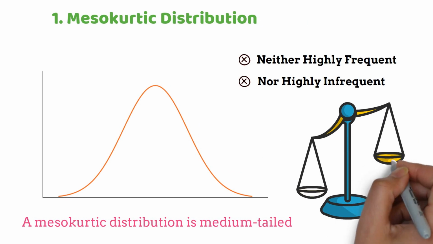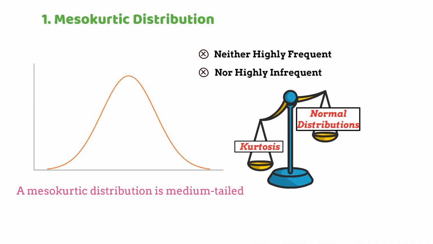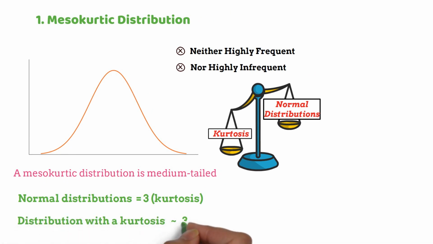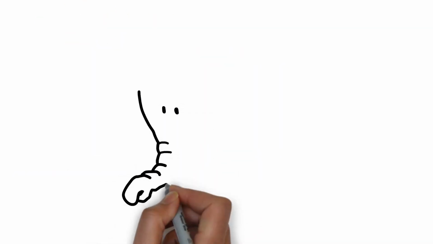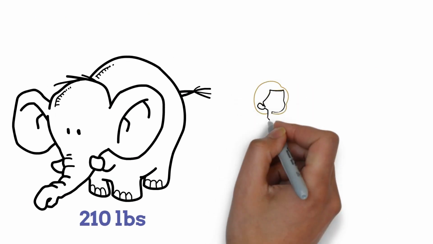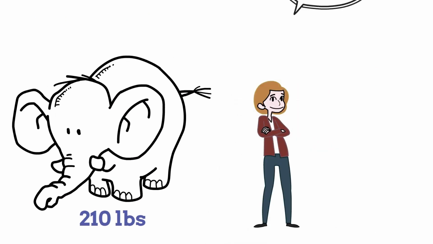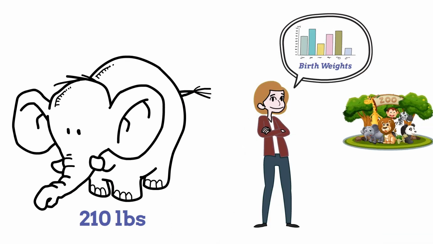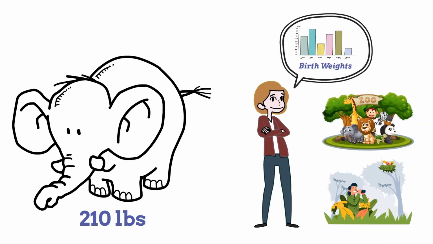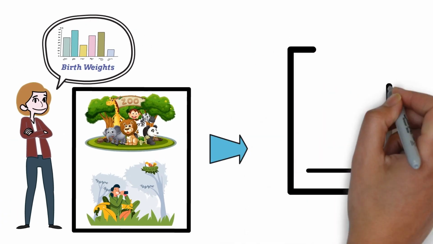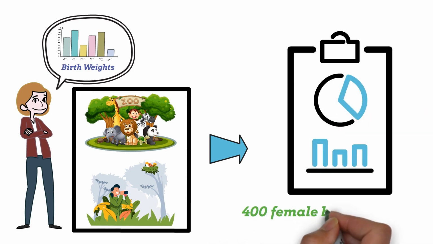Kurtosis is measured in comparison to normal distributions. Normal distributions have a kurtosis of 3. So any distribution with a kurtosis of approximately 3 is mesokurtic. For example, a female elephant weighs an impressive 210 pounds at birth. Suppose that a zoologist is interested in the distribution of elephant birth weights, so she contacts zoos and sanctuaries around the world and asks them to share their data. She collects birth weight data for 400 female baby elephants.